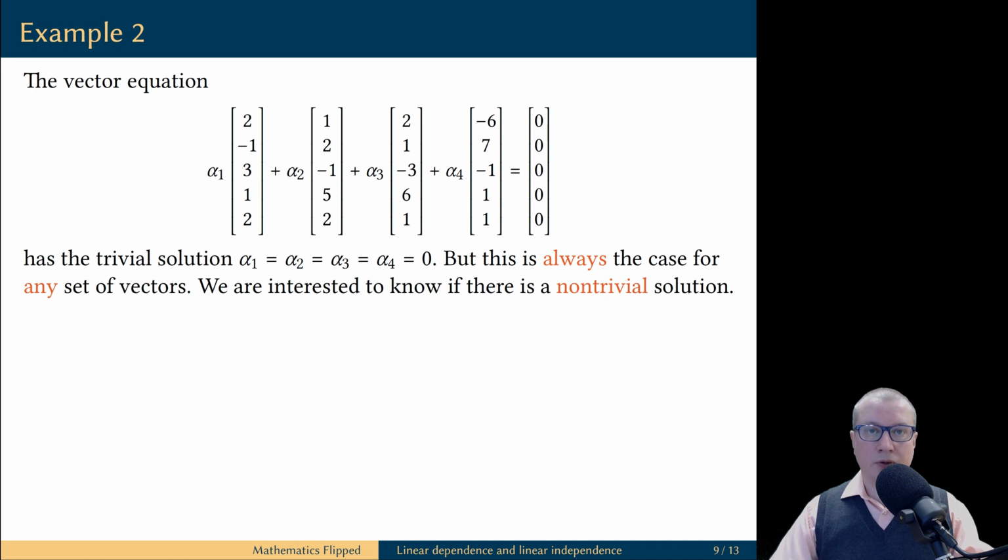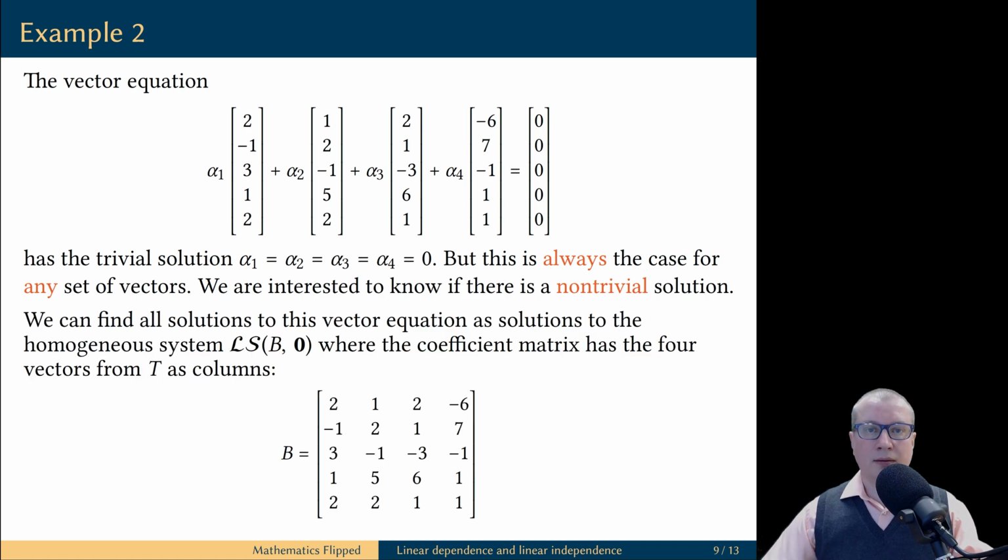Once again, we don't forget to keep in mind that this vector equation always has the trivial solution, and the real question is, do we have any non-trivial solutions? If there are any non-trivial solutions, then the set of vectors will be linearly dependent, and if there are no non-trivial solutions, if there is only the trivial solution, then the set of vectors is going to be linearly independent.